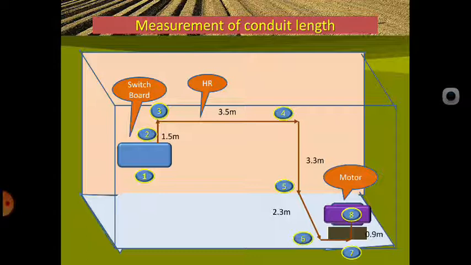Already we have done this in lighting loads and in power loads, and at the same time we are going to do the same procedure in agriculture also. I think you have understood this very clearly. Now, based on the sum of the lengths, 1.5 meters, 3.5 meters, 3.3 meters, 2.3 meters, and 90 centimeters, the total is about 9 meters, which is the total length of the conduit.